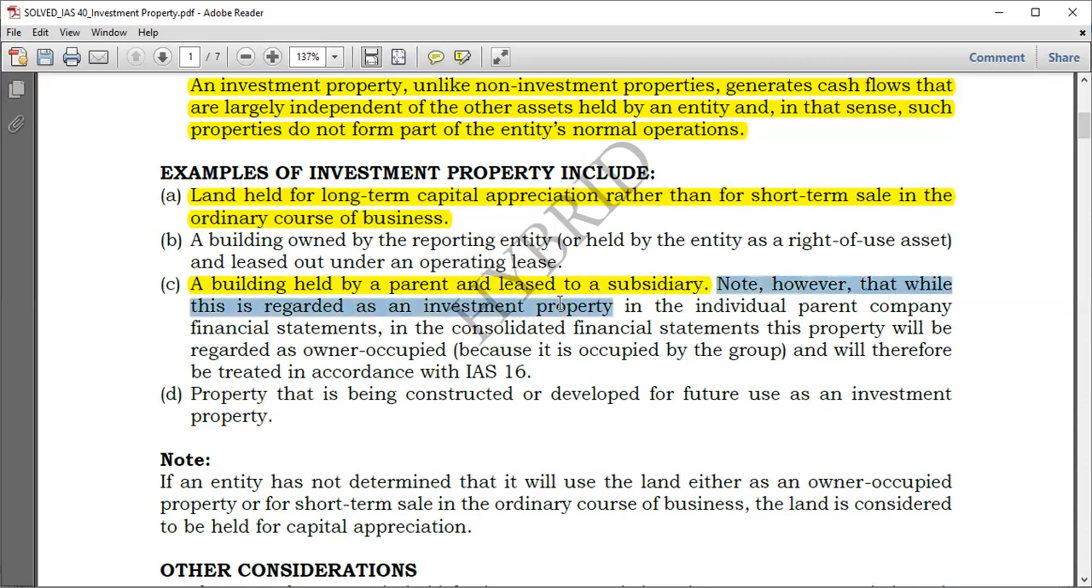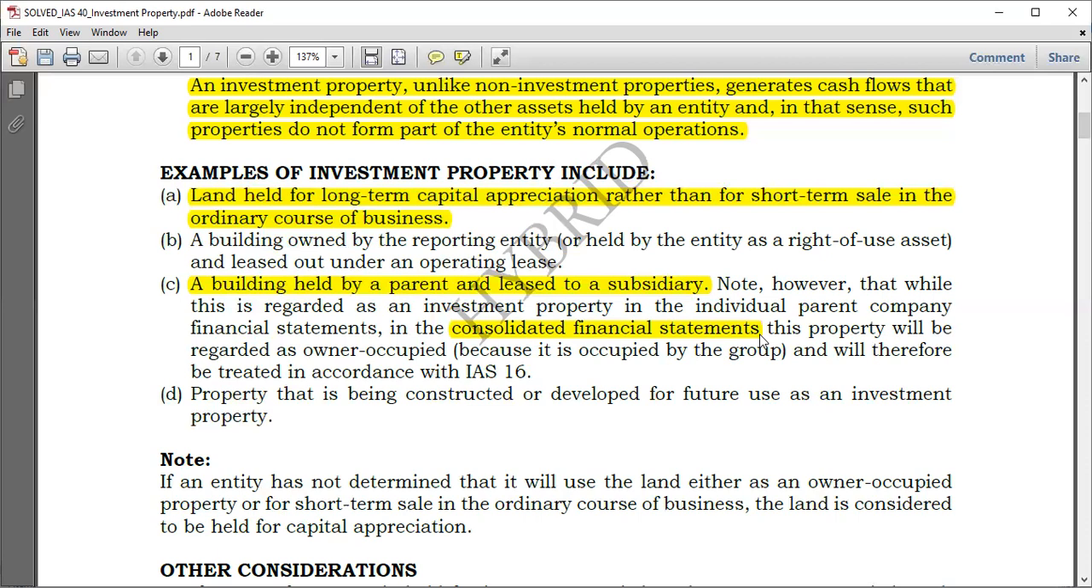Note, however, that while this is regarded as an investment property in the individual parent company financial statements, in the consolidated financial statements, when you consolidate, if I'm a parent and you're a subsidiary, that means we combine our assets together. If we combine them, I actually say that I leased out something to you, but when combined, it's like I have it in my own books.